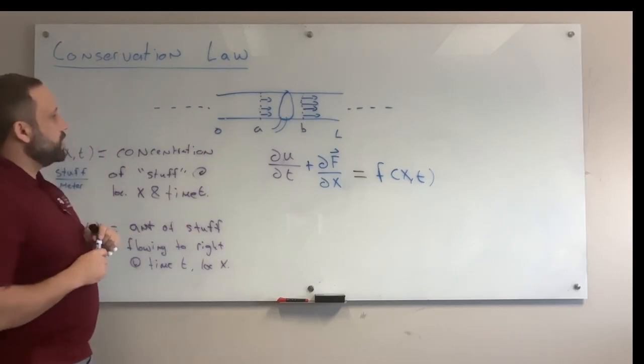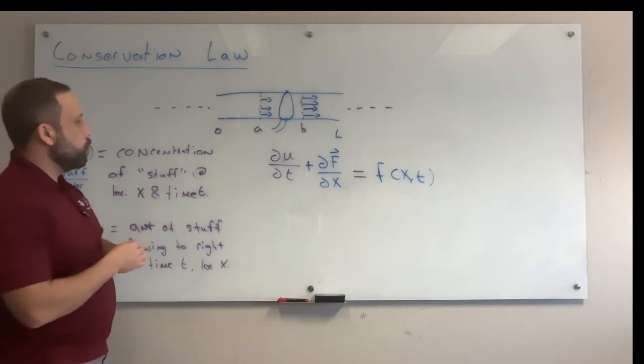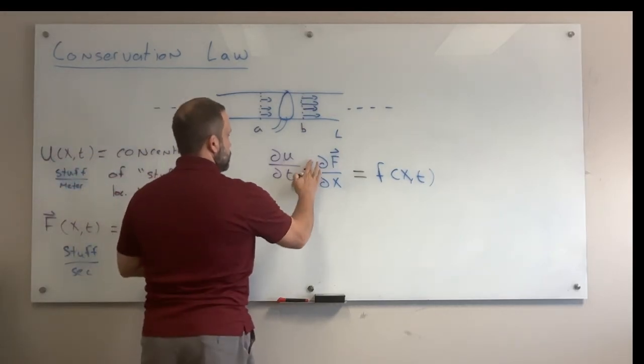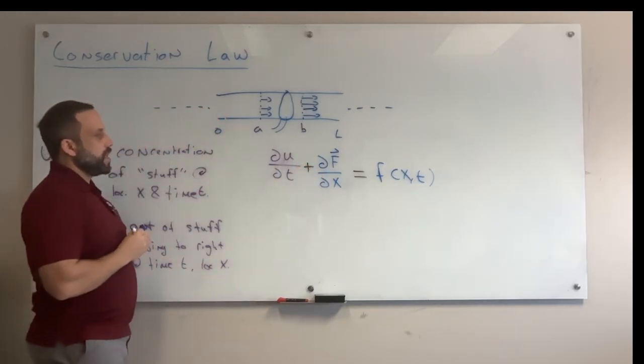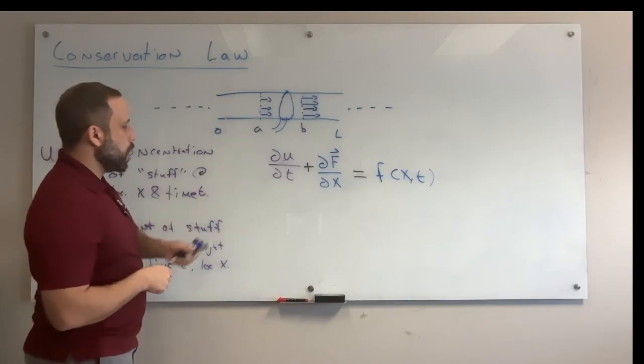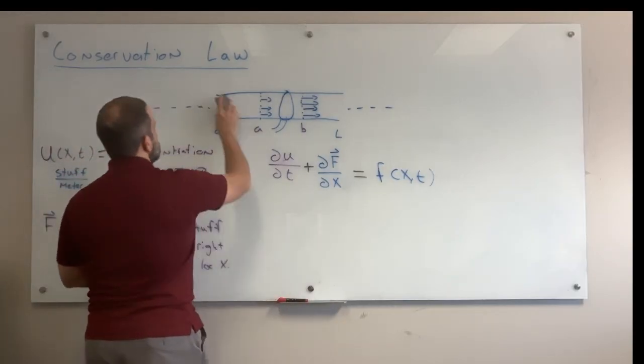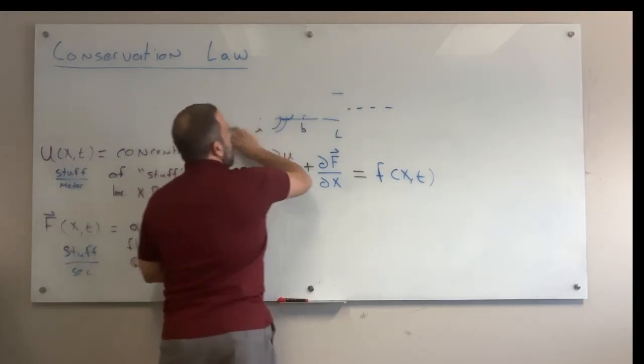So we have this equation. This is called a one-dimensional conservation law. Now in two dimensions, the derivation is very similar to this. So I want to go over the derivation for this in two dimensions right now.